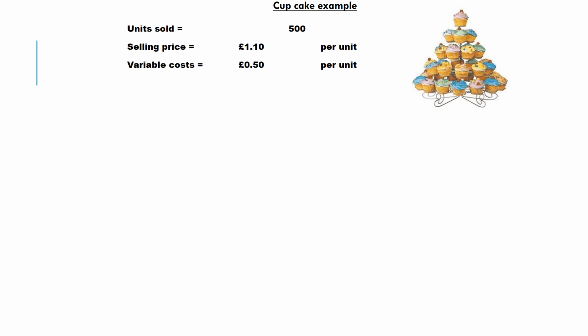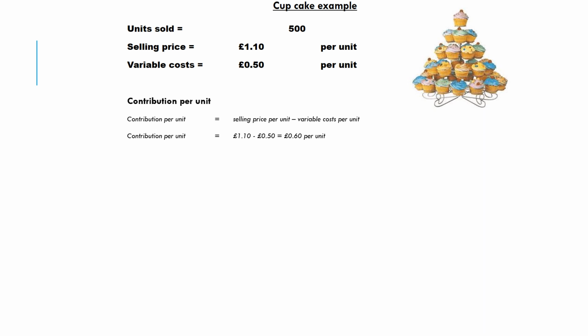So the first question would be, each time Esher College sell one cupcake, what is the contribution? What is the contribution per unit? Well, contribution per unit, the formula that we should have written down, is selling price minus variable cost per unit. In this instance, £1.10 is the selling price, subtract the variable cost, so each cupcake generates 60 pence. Each cupcake generates 60 pence towards the other costs of the business.